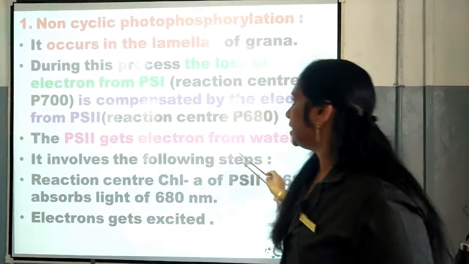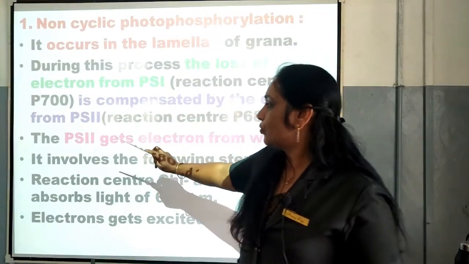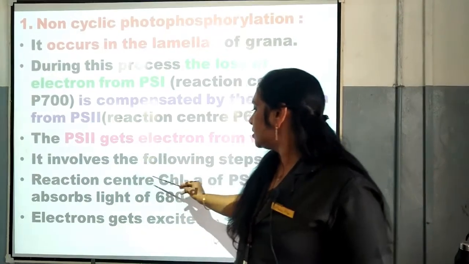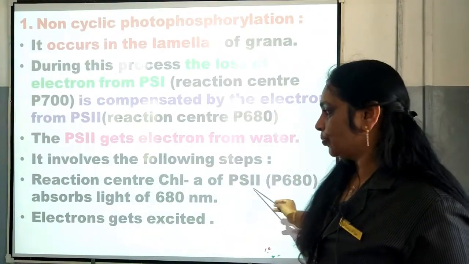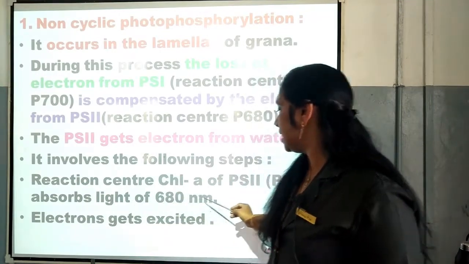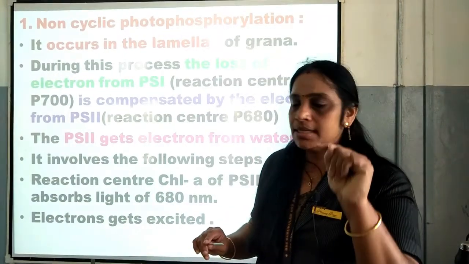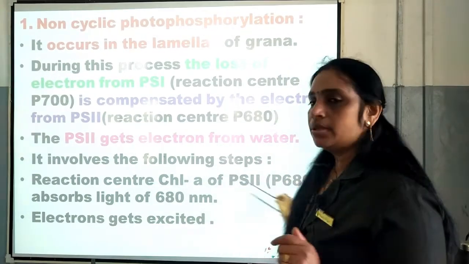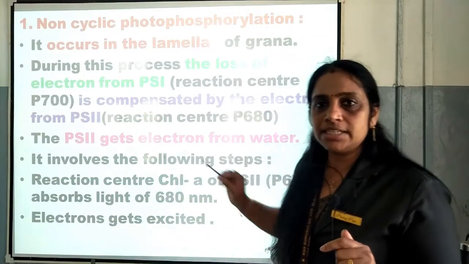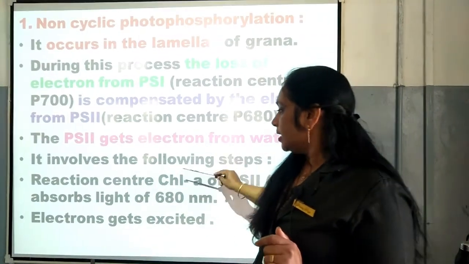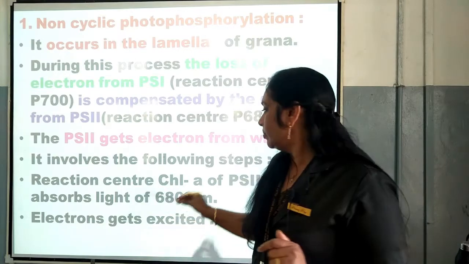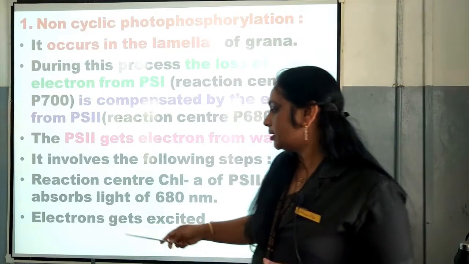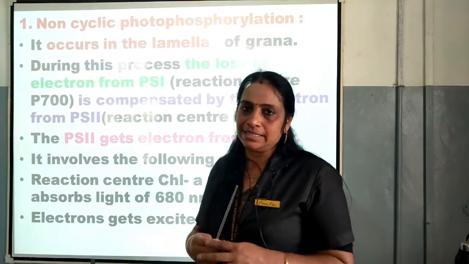Non-cyclic photophosphorylation involves the following steps. Number 1, the reaction center chlorophyll A of PS2 absorbs light of 680 nanometer. So what is the first step? The reaction center chlorophyll A molecule is present there, and it is absorbing the light energy of wavelength 680 nanometer. When it absorbs that light, the chlorophyll A molecules get excited, and because of that the electrons present in them are excited.